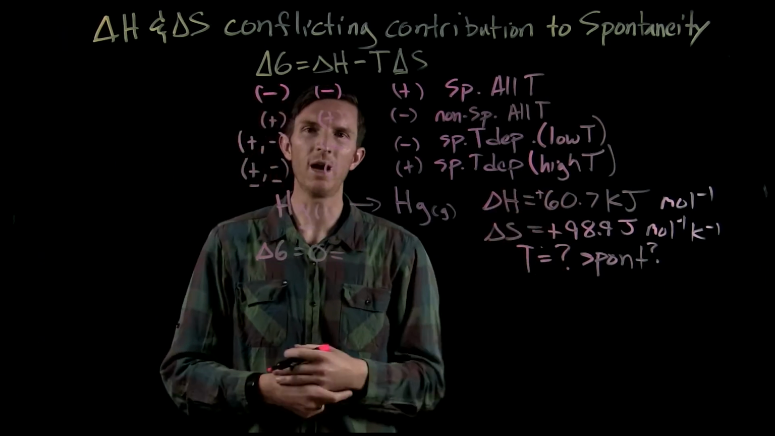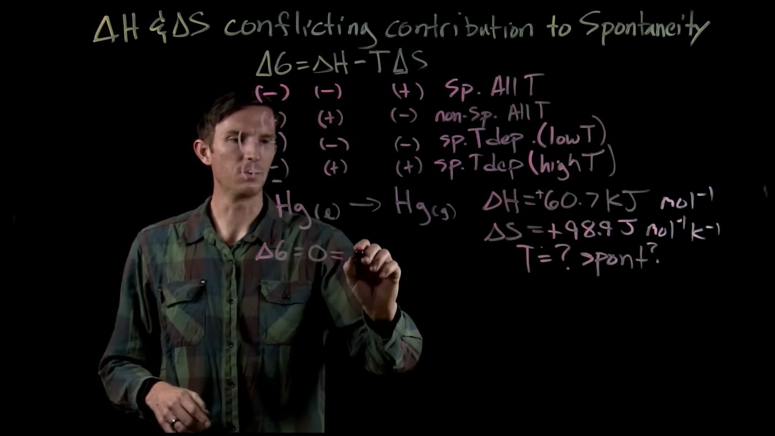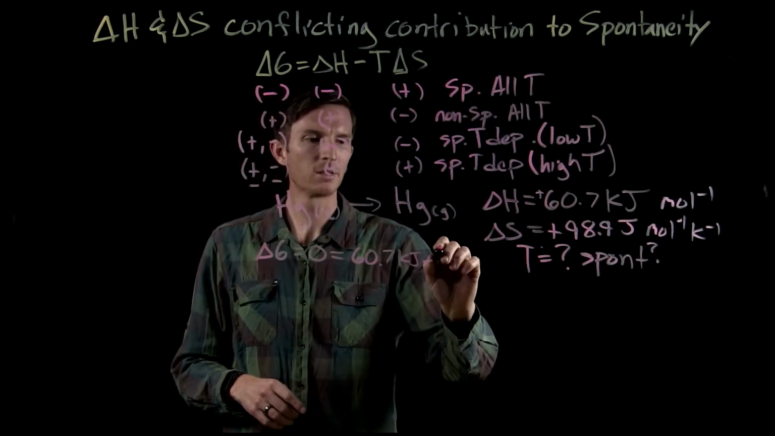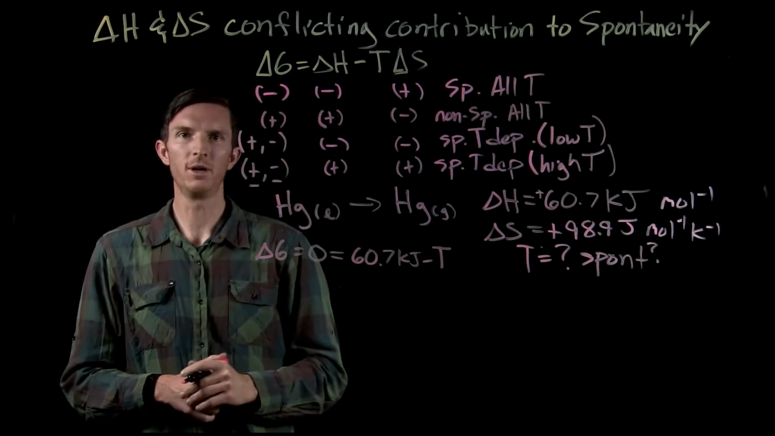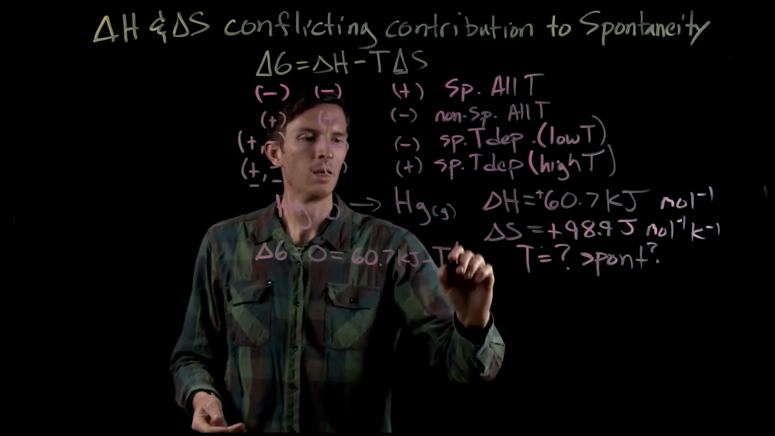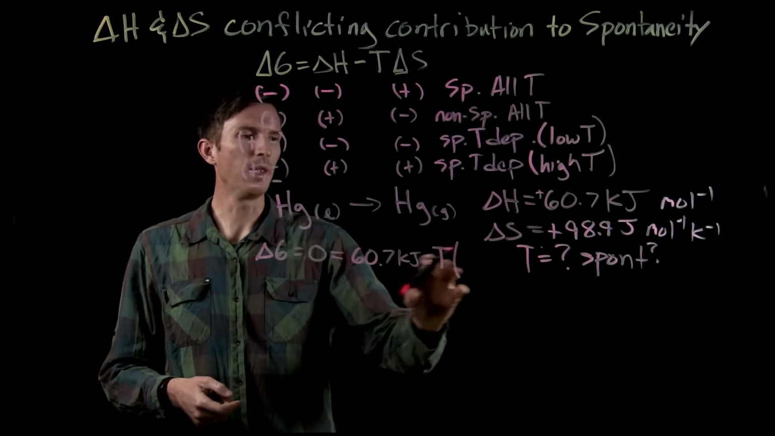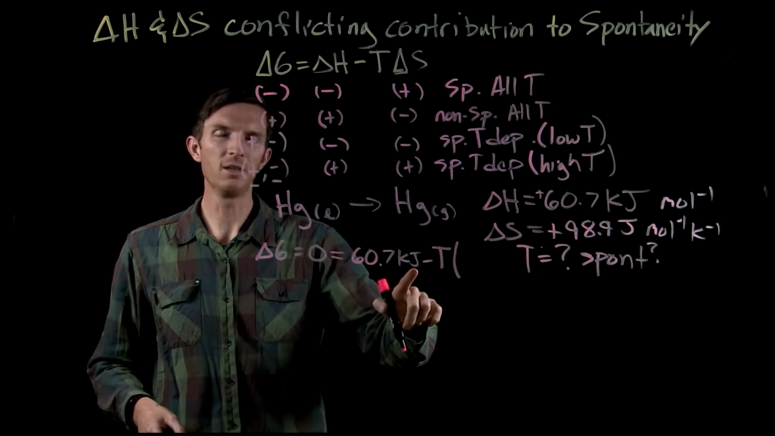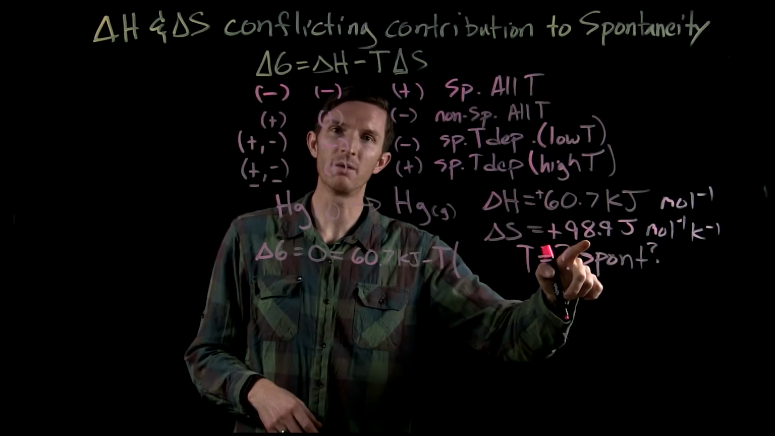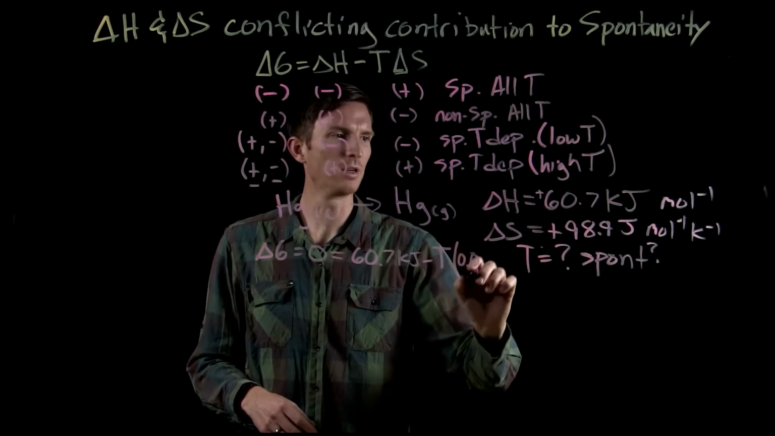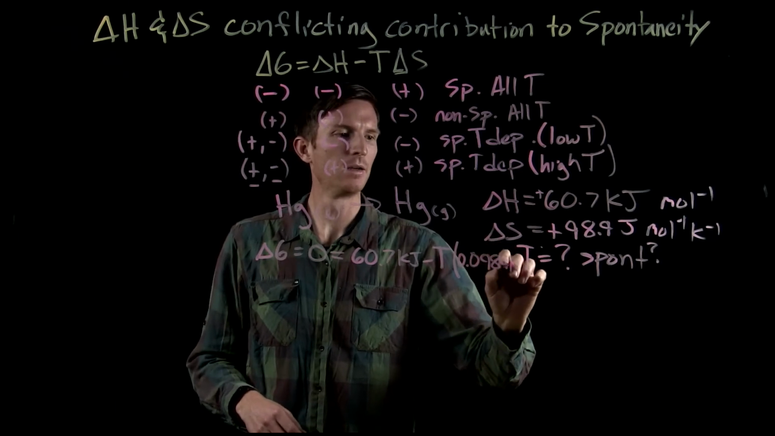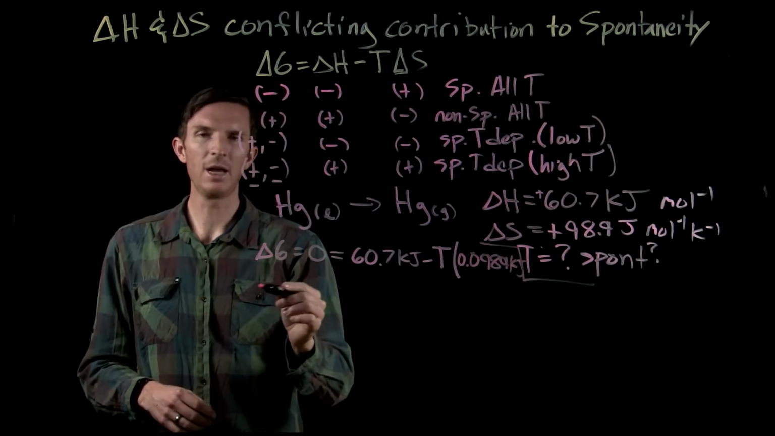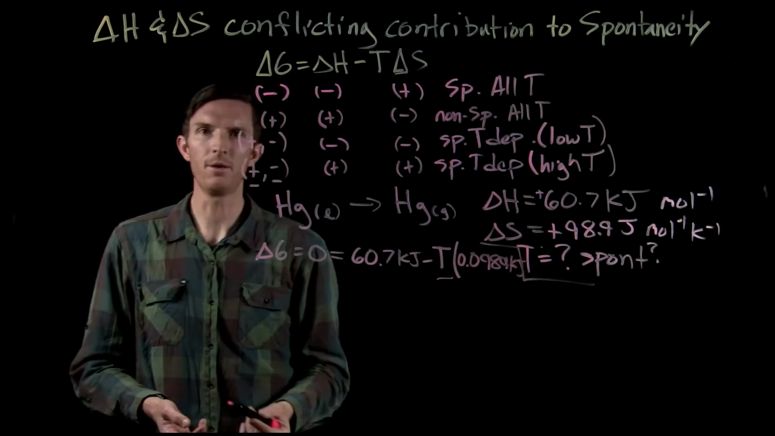Well, we have our two values of our enthalpy and our entropy. So we see that this is 60.7 kilojoules minus our temperature that we don't know, right? That's what we want to solve for. And then we multiply by our entropy. Well, let's go ahead and make sure we keep our units talking to each other, right? Kilojoules, this is in joules. We probably want to convert that to kilojoules. So we would get 0.0989 kilojoules, okay?